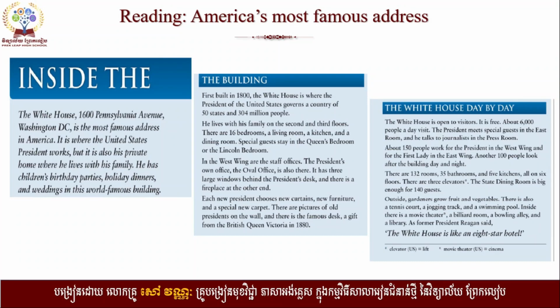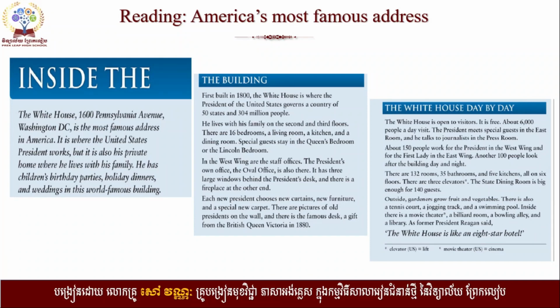The White House is open to visitors. It is free. About 6,000 people a day visit. The president meets special guests in the East Room, and he talks to journalists in the press room. About 150 people work for the president in the West Wing and for the First Lady in the East Wing. Another 100 people look after the building day and night.